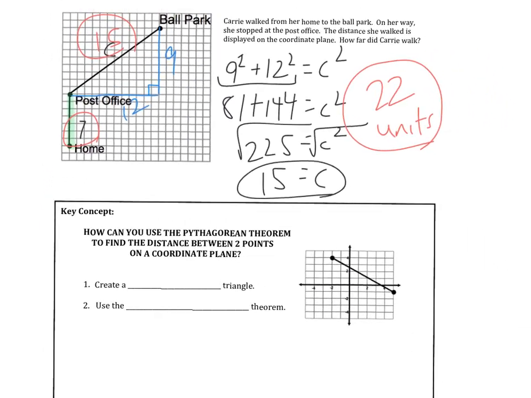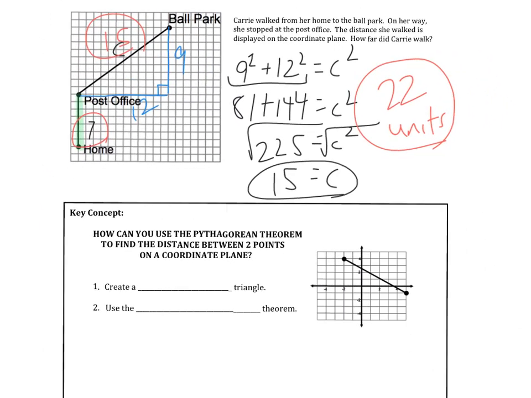So in summary, let's think about and conceptualize what we just did to figure that problem out. How can we use the Pythagorean theorem to find the distance between 2 points on a coordinate plane? First, we created a right triangle, and then we used the Pythagorean theorem. That's the process that we use to figure out distance on the coordinate plane.